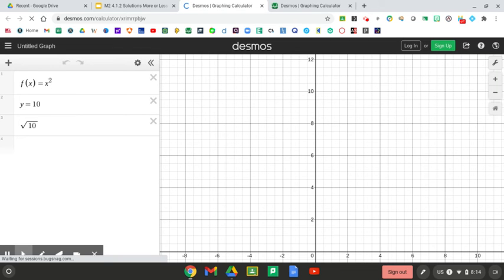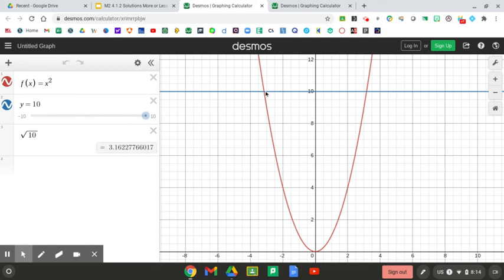And then if I graph these on Desmos, where f of x equals my y equals 10 occurs at negative 3.162 and positive 3.162, which I can see is what square root of 10 is.